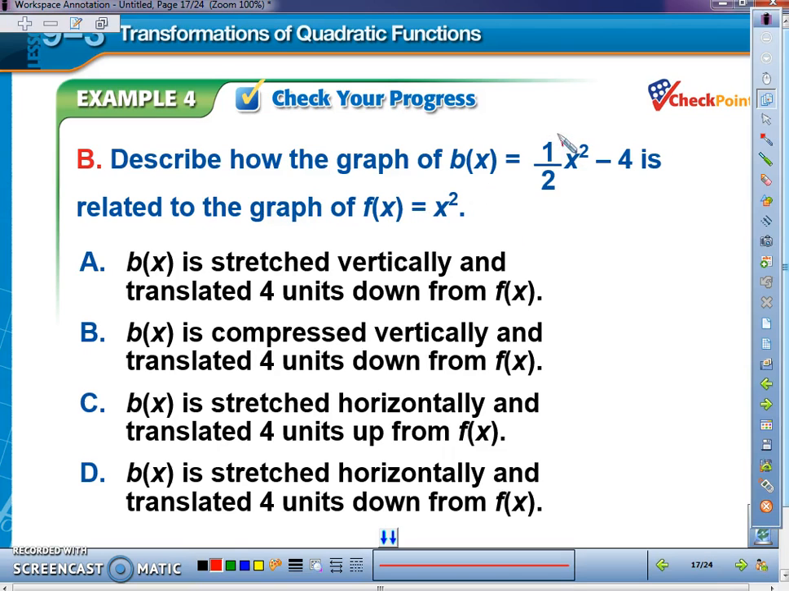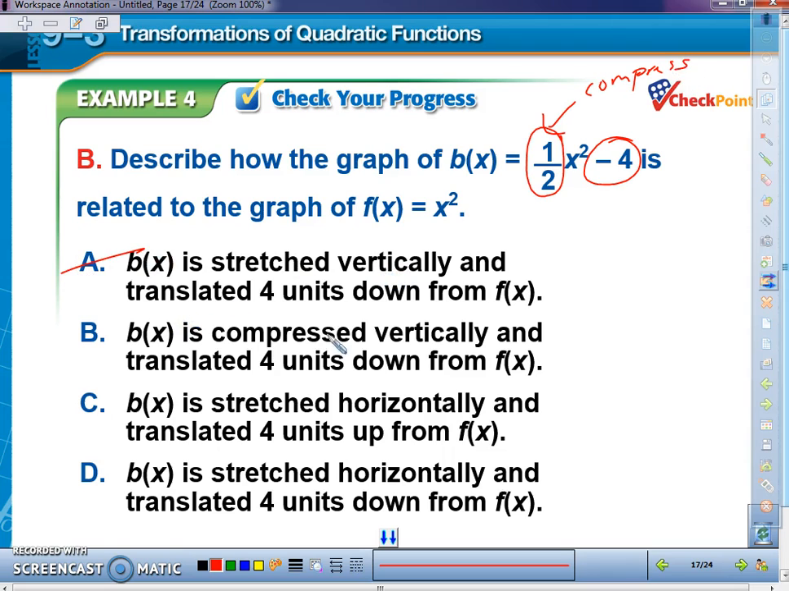Okay, so describe how this is related to this. Holy cow, now we've got this part and we've got this. Well, I know that this tells me it's going to be a compress. All right, so I can go over here. Is it stretched vertically? No. It's compressed. It's stretched horizontally? No. It's compressed. It's compressed and it's translated 4 units down. Answer is going to be B right there.